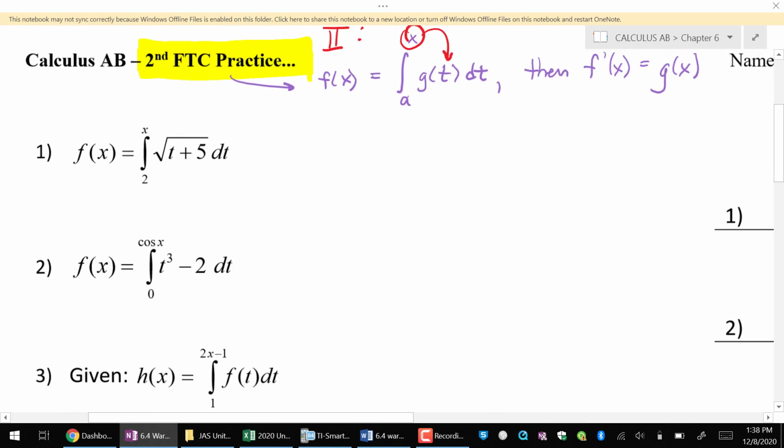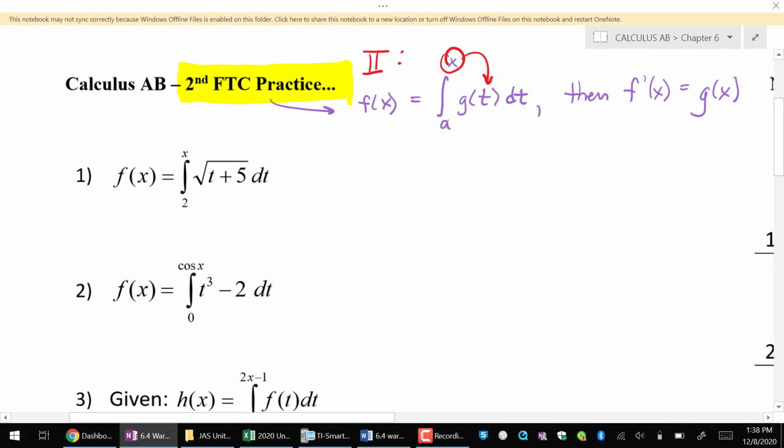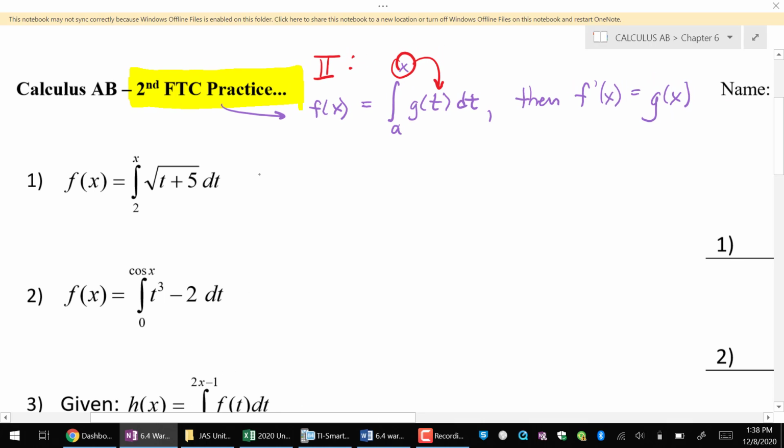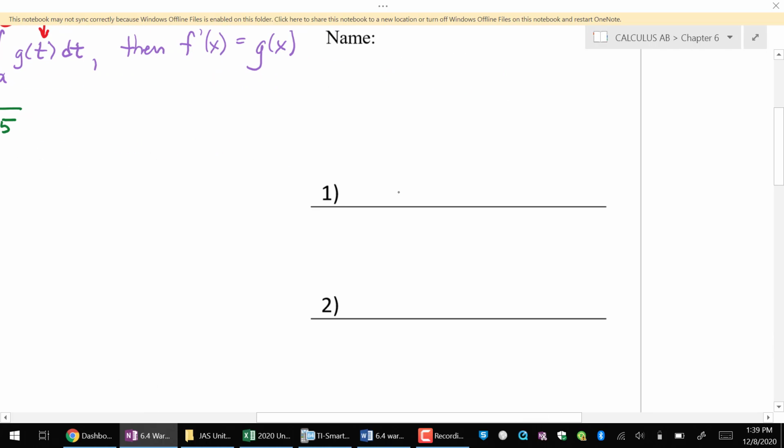Number 1, find the derivative of f of x. F of x is defined as this integral function. So f prime, according to the second fundamental theorem of calculus, would simply be the square root of x plus 5. That's it. It's deceptively simple. F prime is just the square root of x plus 5.